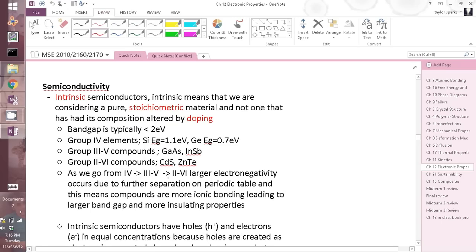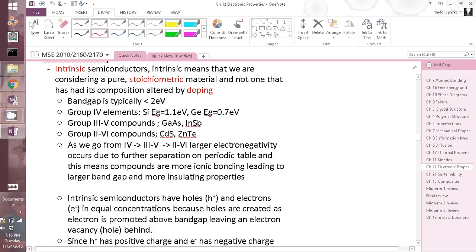So as we go from group 4 to 3,5 and eventually 2,6 semiconductors, we're increasing the electronegativity difference between the two atoms, and therefore it's becoming more ionic. As it becomes more ionic, this is going to change its electronic properties. It's going to become a stronger bond, and this generally leads to a larger band gap as you increase in the degree of ionic bonding. And this then, of course, leads to more insulating properties, since the only difference between a semiconductor and an insulator is the size of the band gap.